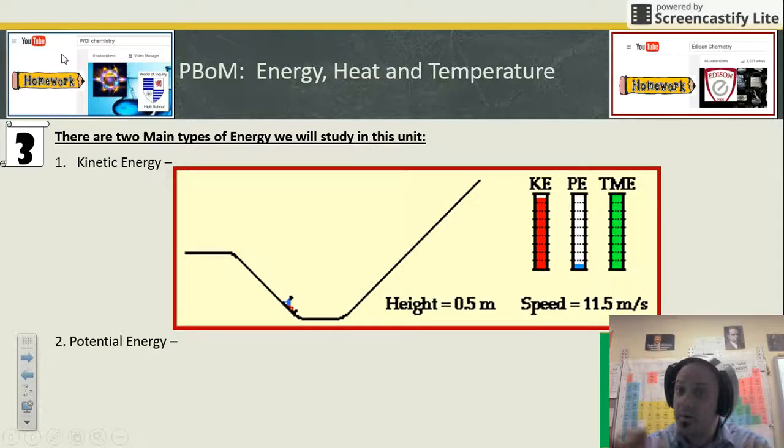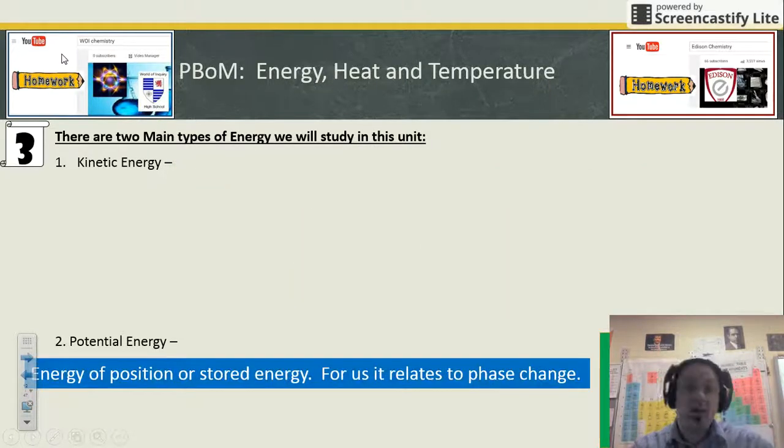Kinetic can turn into potential and potential can turn into kinetic, but you can't have both at the same time, which is the key underlying factor to a later lesson. Okay? It's energy of position or stored energy. It relates to phase change only. That's the later lesson that I'm talking about.